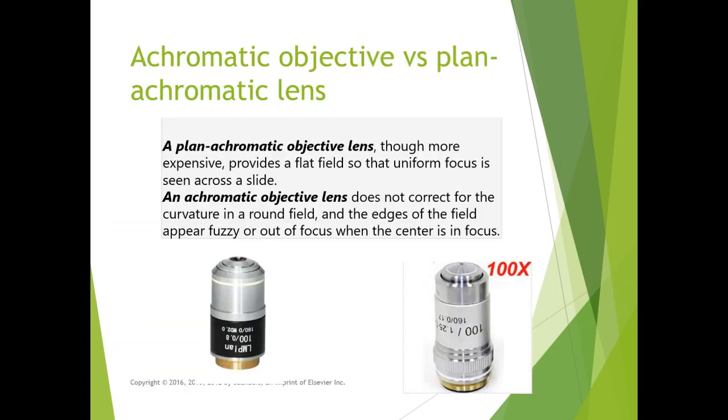Oh, here we go. So you can see here a couple different options. The panchromatic, it's expensive, but it's got a flat field. And the achromatic objective lens does not correct for the curvature in a round field, and the edges of the field appear fuzzy and out of focus. So we want to use a plan achromatic objective lens in most cases.